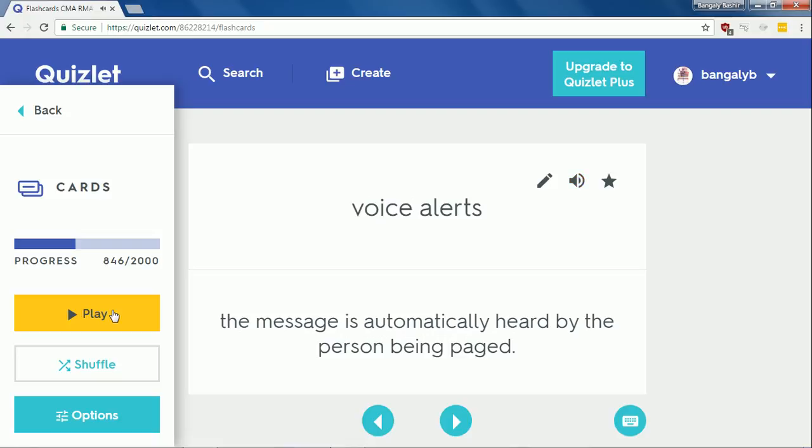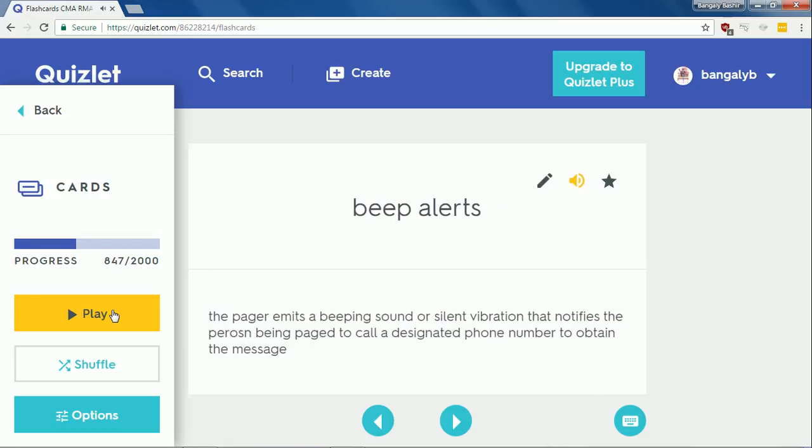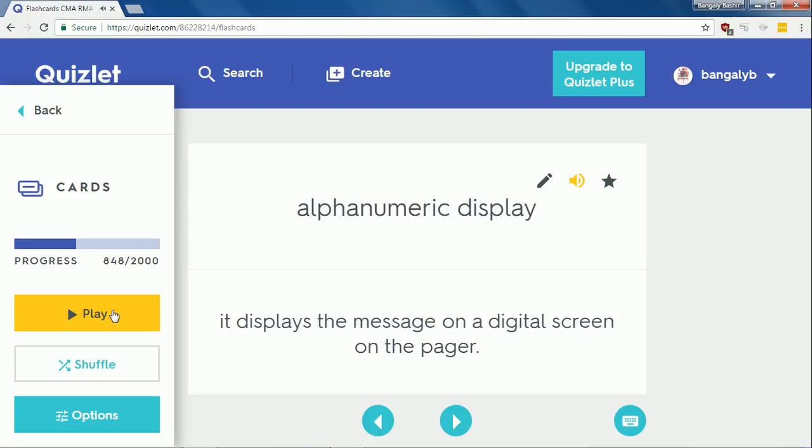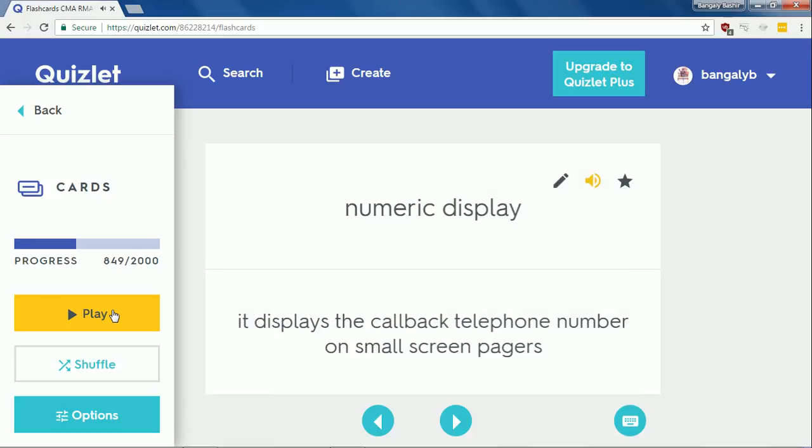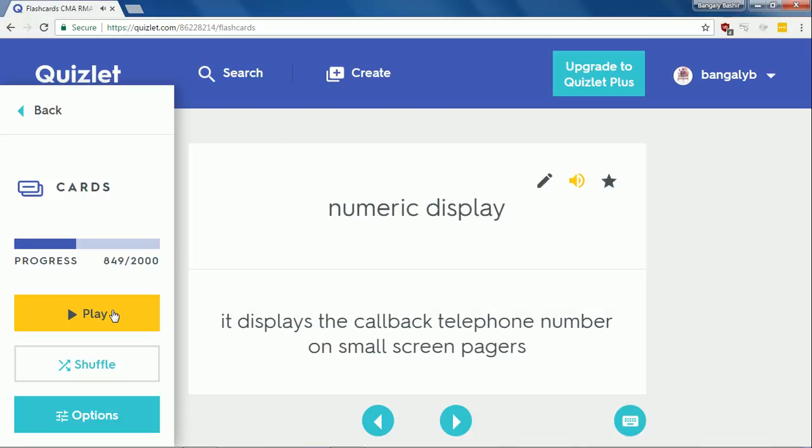Voice alerts. The message is automatically heard by the person being paged. Beep alerts. The pager emits a beeping sound or silent vibration that notifies the person being paged to call a designated phone number to obtain the message. Alphanumeric display. It displays the message on a digital screen on the pager. Numeric display. It displays the callback telephone number on small screen pagers.